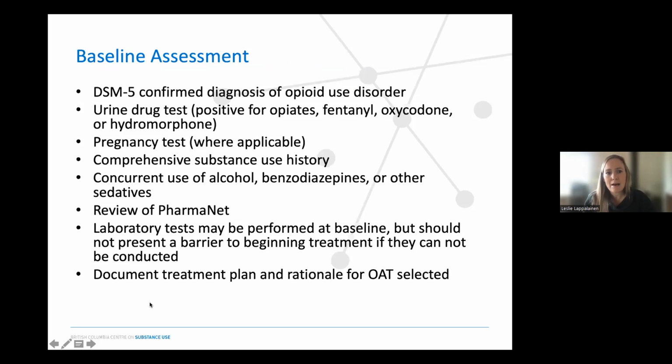In your baseline assessment, I'm just going to run through this really quickly so that we can get to the rest of the talk. You want to document confirmation of opiate use disorder using DSM-5 criteria, and a urine drug screen at baseline documenting opiate use. That said, there may be circumstances where you're not able to get a urine drug screen, or perhaps a person has been abstinent for several weeks and you're starting them on buprenorphine naloxone for relapse prevention. They may not have opiates in their system, and it would still be appropriate to start.